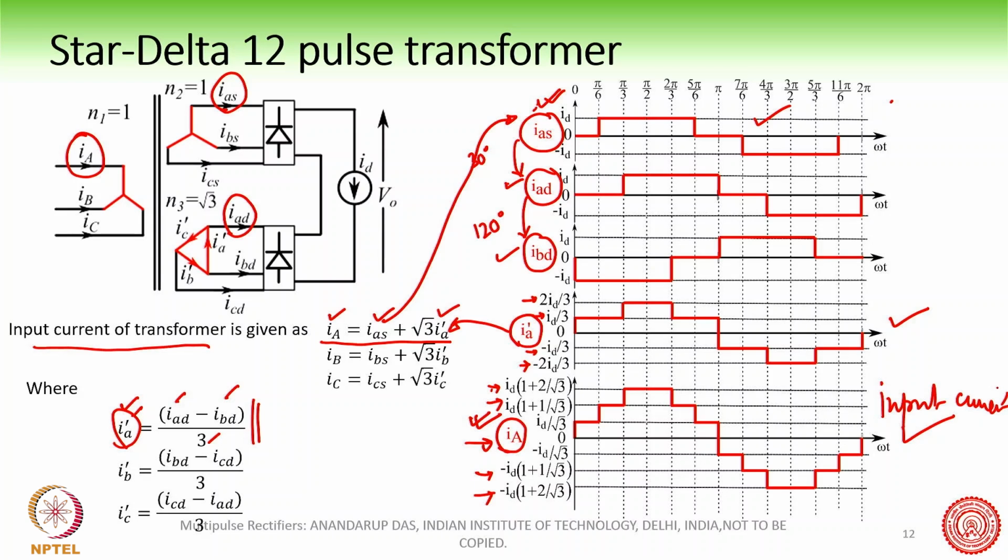Now the waveform has completely changed, and therefore we will now analyze the harmonic content of this waveform: what the different magnitudes of harmonics are, and which harmonics are present. Okay, let us do this.